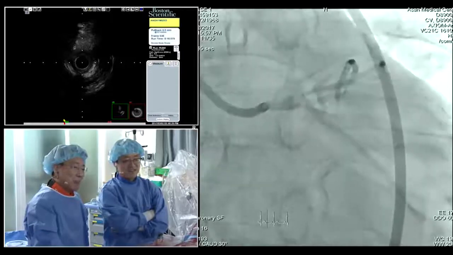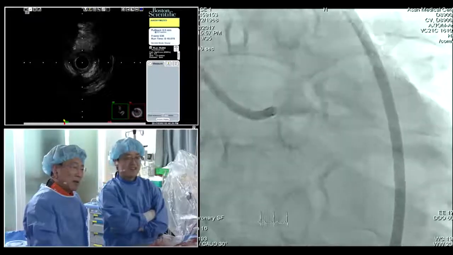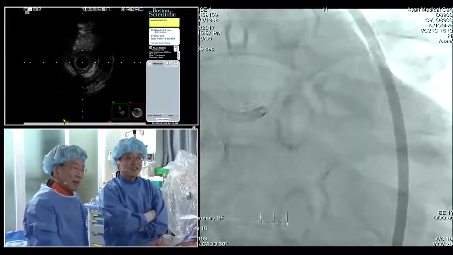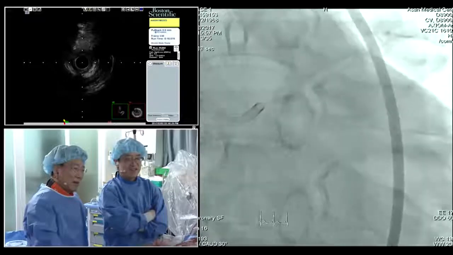But I would have thought that the LAD was the dominant vessel, the larger vessel. So I would want the last area to be stented going from the left main into the LAD rather than going into the circumflex. That's just the way I'm thinking.